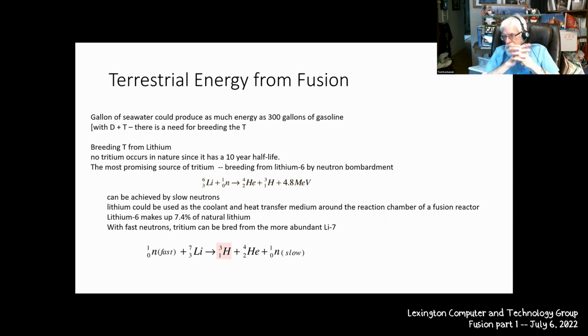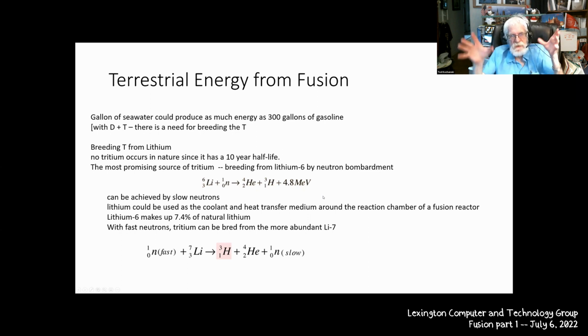because as we can see from everything we've been doing so far, there is no tritium. So you have to make it. So if you make it, the most common way to make it is to breed it with neutron bombardment with slow neutrons, lithium-6, and a neutron gives rise to a helium, a triton, and 4.8 MeV that's carried off by these two.